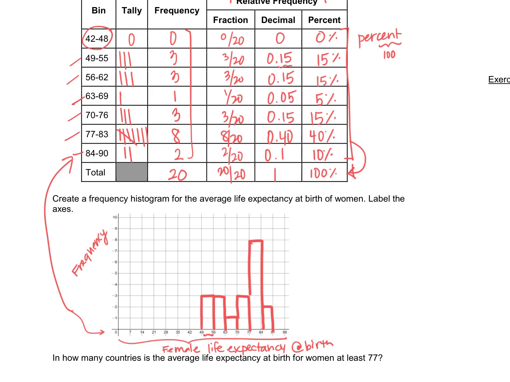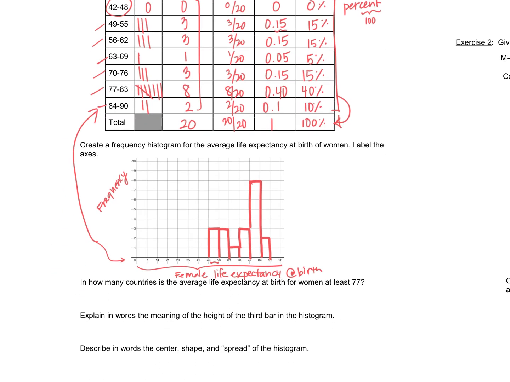So the question says, in how many countries is the average life expectancy at birth for women at least 77? So 77 is right there. And so we know that above that, we had 8 in here and 2 in there. And so that would be 10 countries that had a life expectancy of at least 77. So another way to think of at least is greater than.